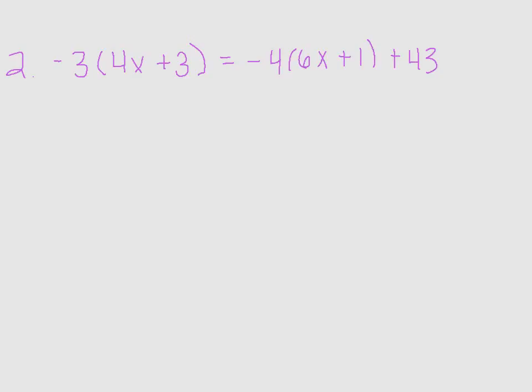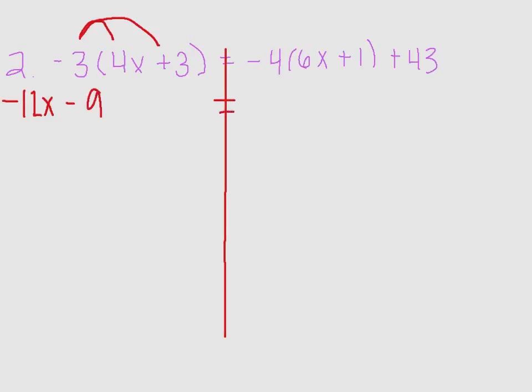This next problem, I have both combining like terms and distributive property that is going to be on both sides. So I'm going to start with my distributive property. I look and see negative 3 times 4 is negative 12x. I then do negative 3 times positive 3, which is going to be negative 9.